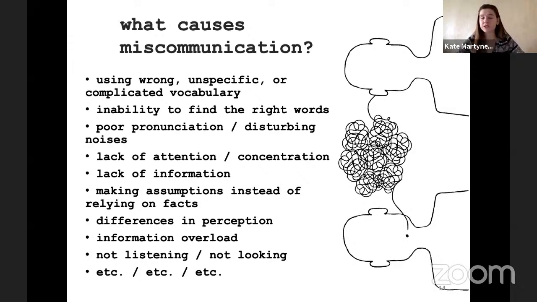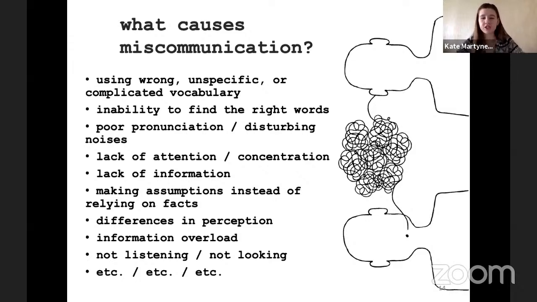Inability to find the right words. It happens. Sometimes we don't know what to say and which words to choose to convey our message. Poor pronunciation or disturbing noises. Poor pronunciation can be problematic, especially when we speak not our native language but a foreign language. We can mispronounce some words and people might not understand us. And of course, some disturbing noises.